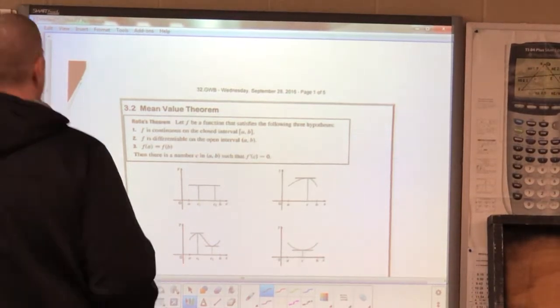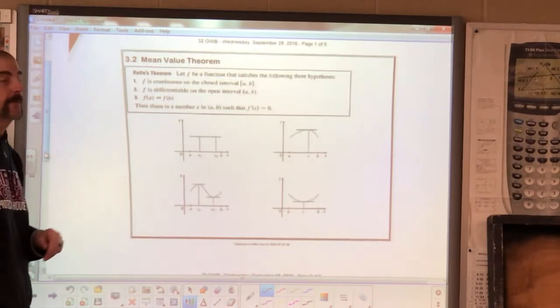Okay, welcome to 3.2, the mean value theorem, and it is mean, angry. Now I'm just joking, okay?